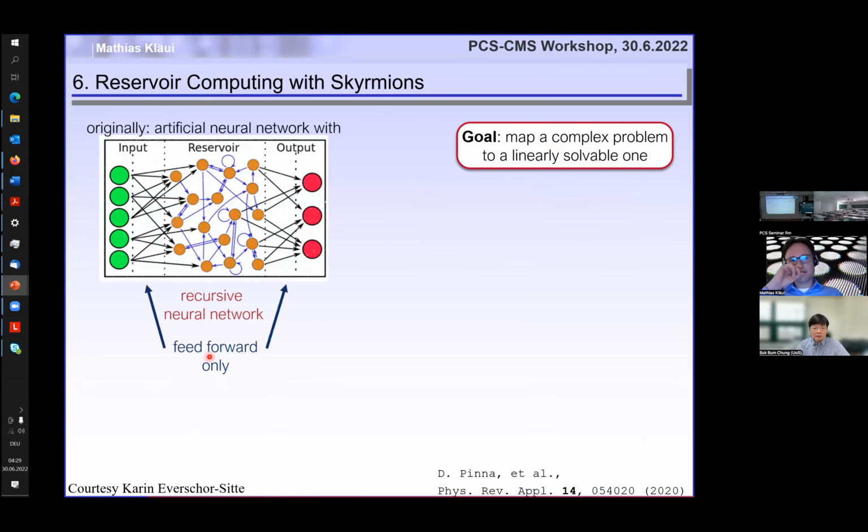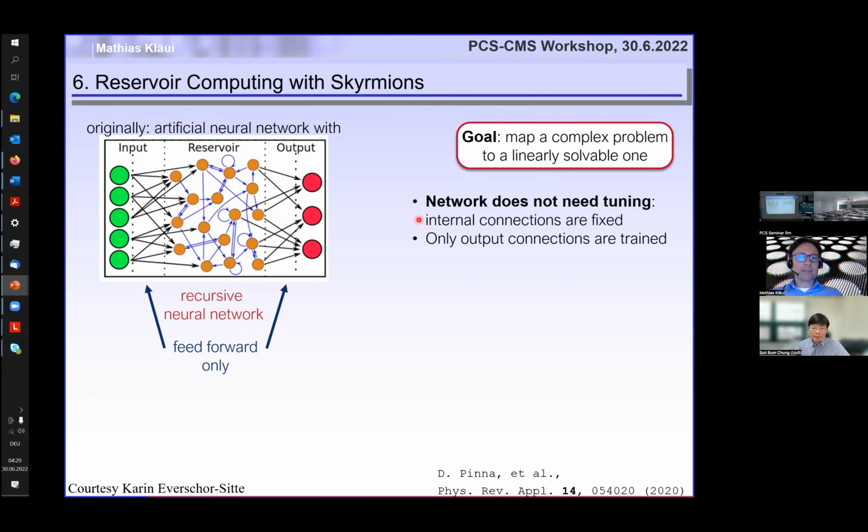So you have a reservoir. A reservoir is a complex non-linear entity where you feed in some information from an input and you read out some information to an output. And the important thing is that in reservoir computing, the reservoir is essentially an interconnected recursive neural network, which, however, we do not train or do anything to it. The only thing that we train are the weights for the input and the output. And so this network, the reservoir itself, does not need any tuning, but only the output connections are tuned.